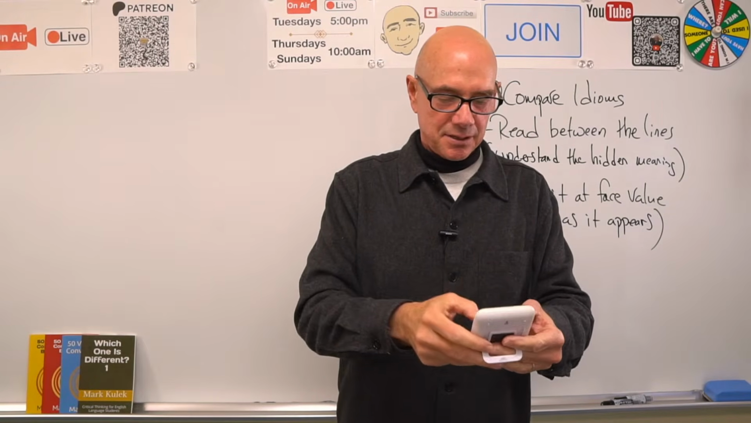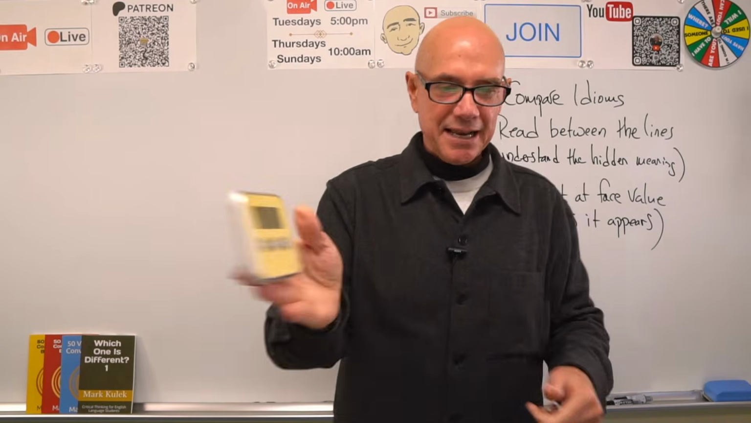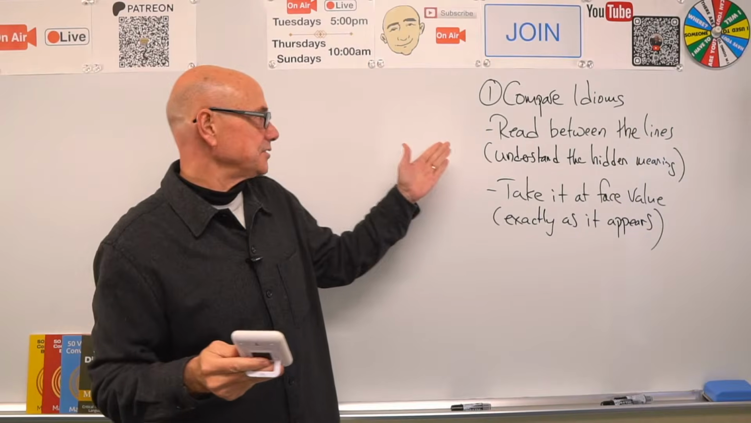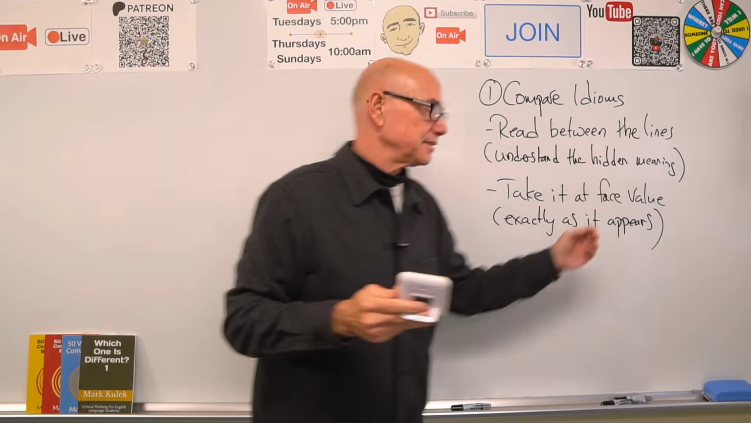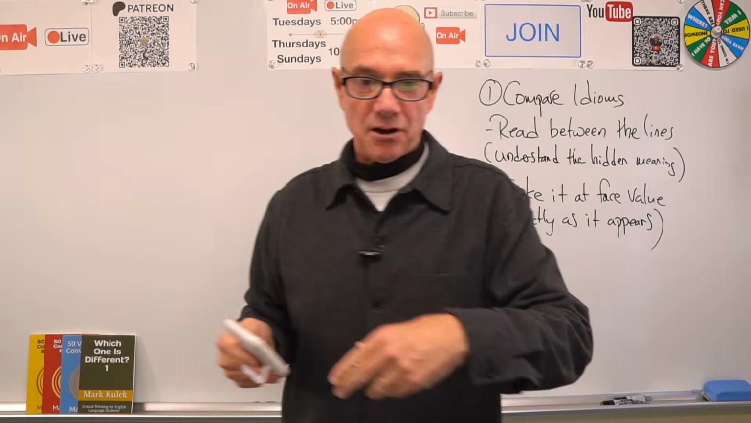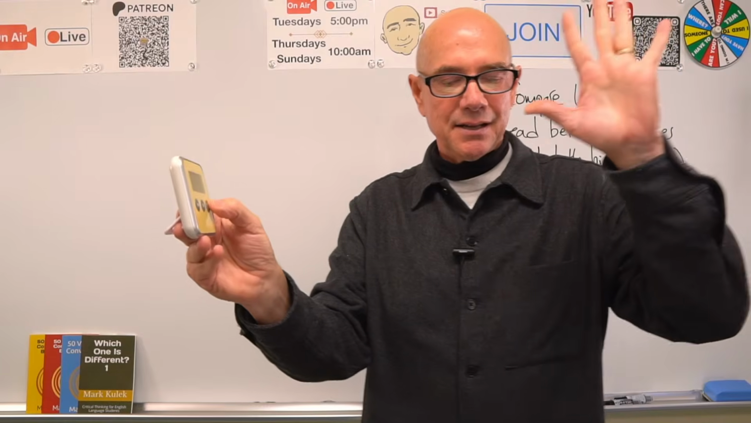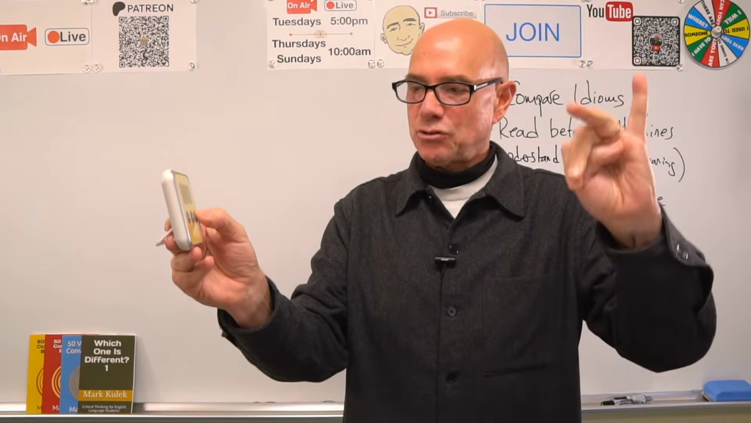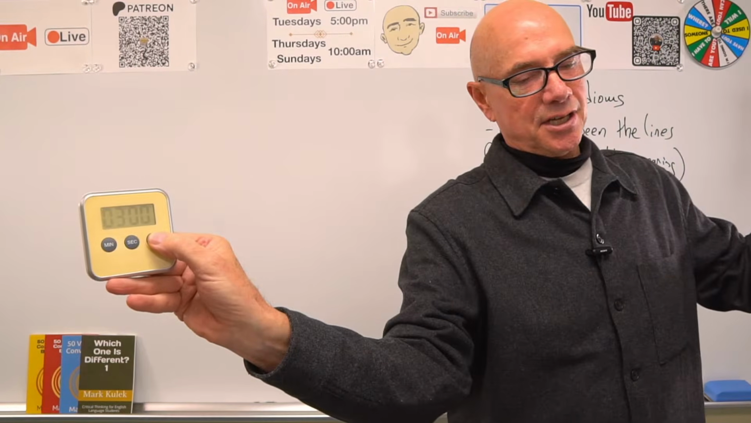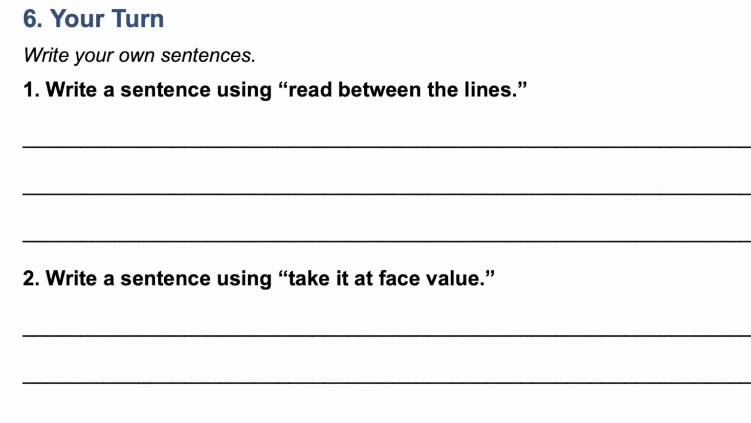Here we go. 1, 2, 3. 3 minutes. Write your sentences using read between the lines. Take it at face value. I think Hannah did it already, but do some more, Hannah. Okay, here we go. Countdown. 5, 4, 3, 2, 1, and action. Write your sentences. Your turn.